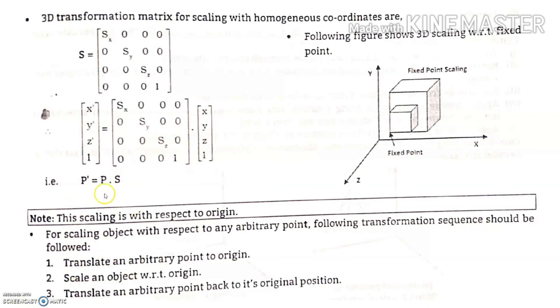For scaling an object with respect to any arbitrary point, we need to follow this transformation sequence: first, translate the arbitrary point to the origin; second, scale the object with respect to the origin; and third, translate the arbitrary point back to its original position.